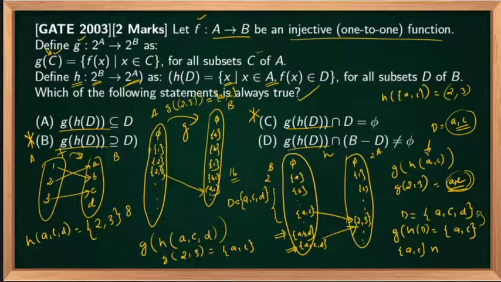Intersection B minus D, D is ACD. So B minus D will be B, right? It is equal to 5, but it says it's not equal to 5. So choice D is wrong. So the correct option should be A.